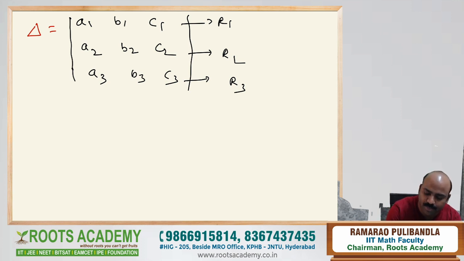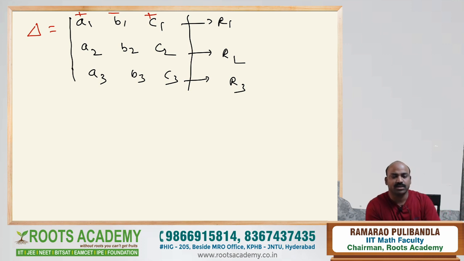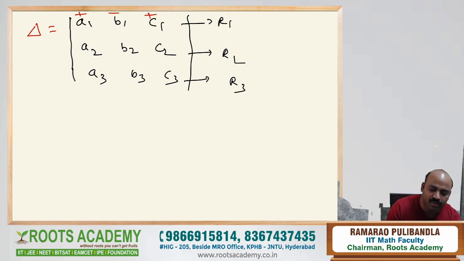Put alternate plus minus signs along any one row or any one column. Alternately put plus, minus, plus. You can expand, you can simplify along a row or a column. Any row or any column, your wish. But I am going along with the first.